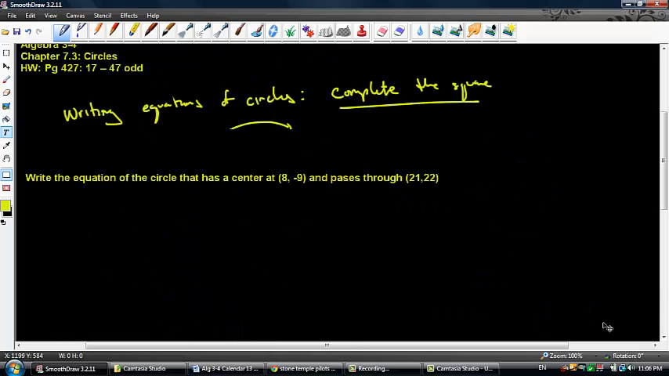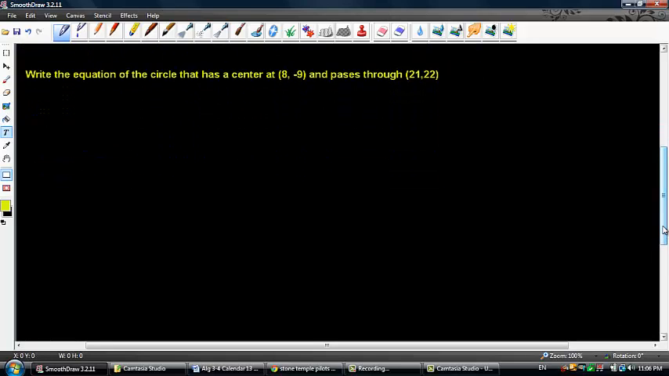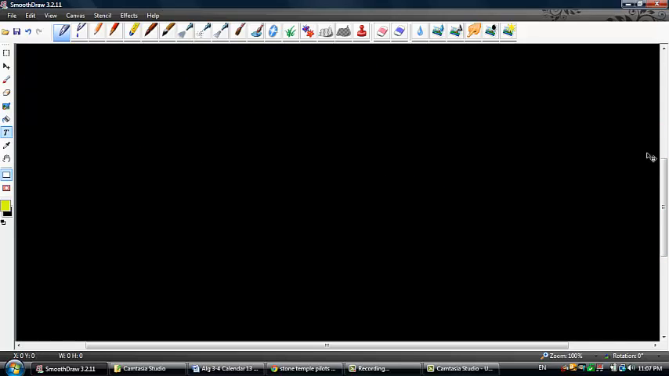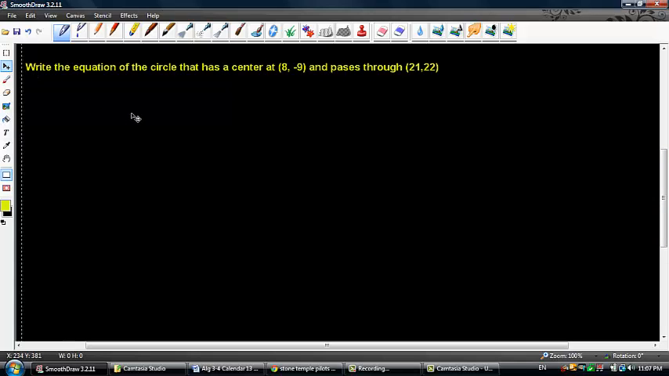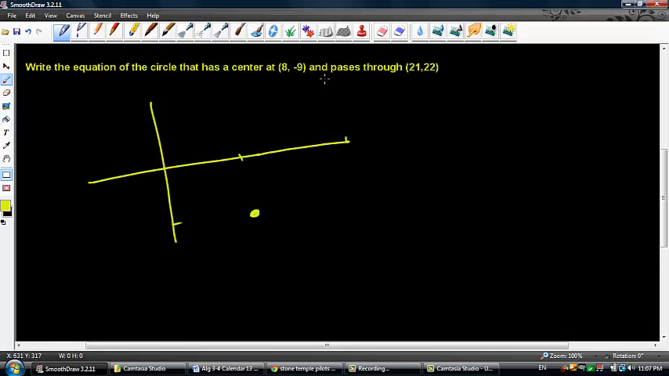Okay, the next type of problem we're going to deal with says write the equation of the circle that has a center at 8, comma negative 9 and passes through 21, 22. All right, so why don't we just draw a diagram of this real quick? They want us to start at 8, negative 9, and that is down there. And they want it to pass through 21, which is way over here, up 22, let's say over here. They want us to find the equation of the circle that does this. It has a center here, and it passes through here. This is up 22, and this is to the right 21. Okay, big circle.